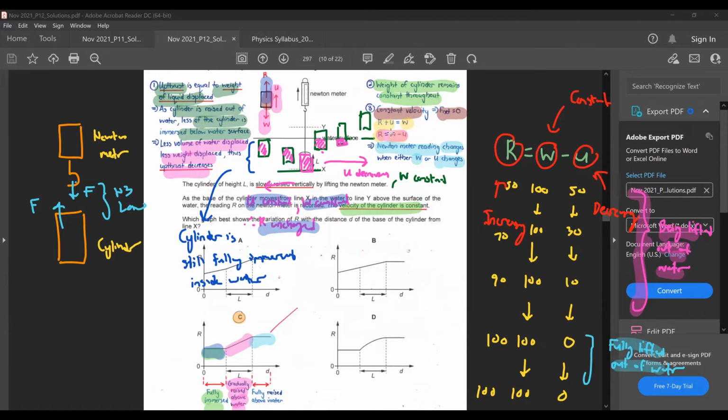If I want to write, I think I'll write this now. Let me write some other statement here. When the cylinder is emerging from the water, upthrust decreases while weight remains constant. Right, so that's one understanding here.